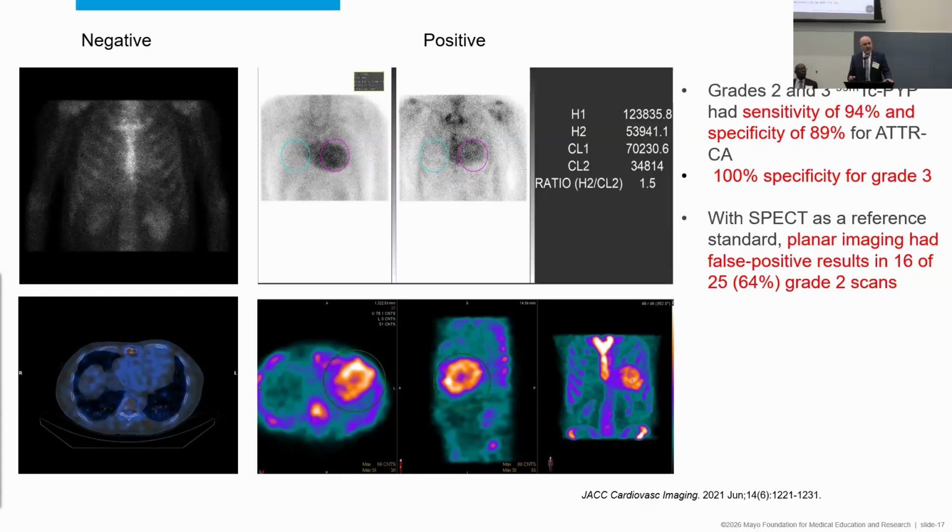A lot of times when we were just talking to Dr. Jamal before this session, we often talk about the really good sensitivity and specificity. If you have a grade 3, we talk about a specificity of 100%. And if you have grade 2 or grade 3, if we didn't look at the SPECT, you potentially could have some false positive results.